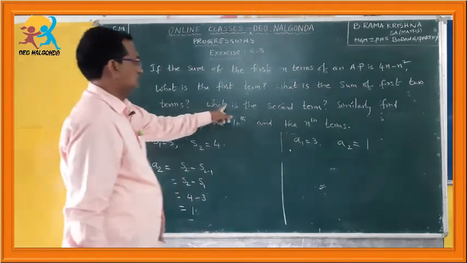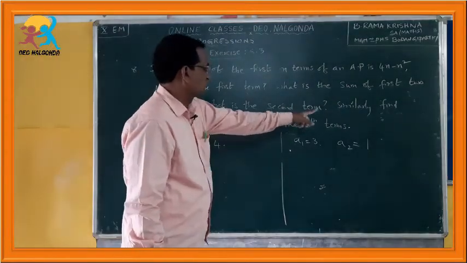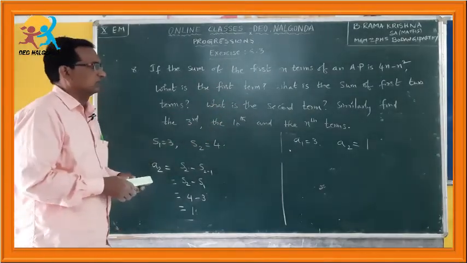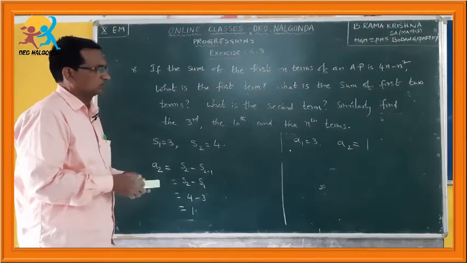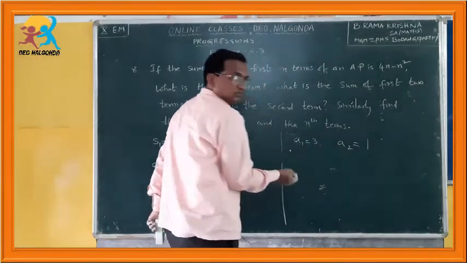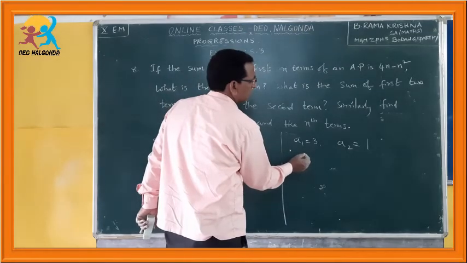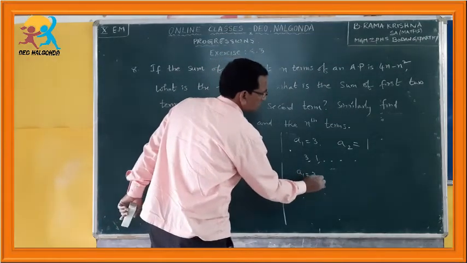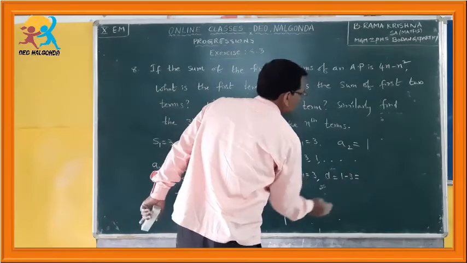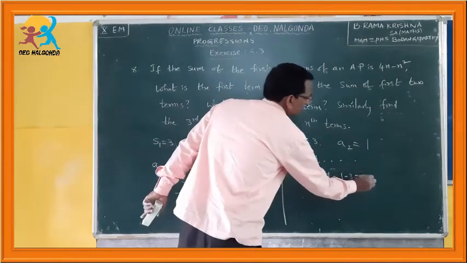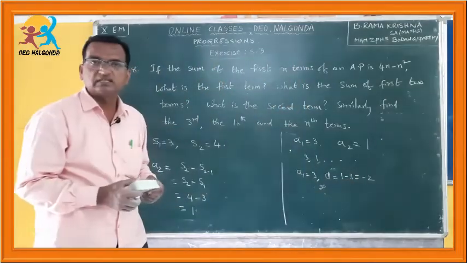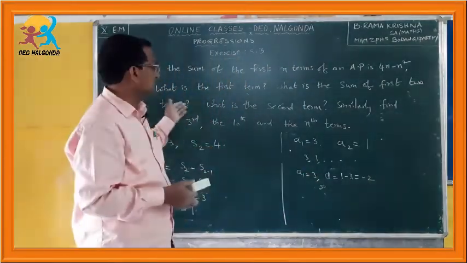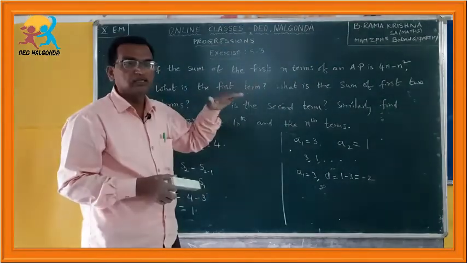Now, what is the next question he asked? Similarly, find the third term, 10th term and nth term. You can find these terms using this formula. If you found the first term and second term, you can find the series: 3, 1 and so on. So A1 is equal to 3, D is equal to 1 minus 3, which is equal to minus 2. The common difference is a negative value. That indicates this series is going to be in a decreasing fashion.